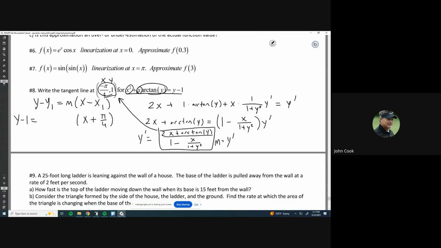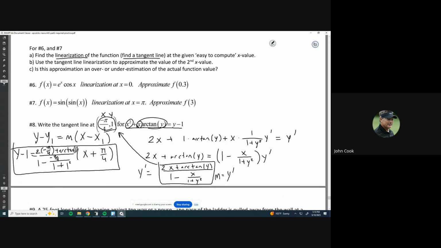So 2 times x, so that's 2 times negative pi over 4, then plus the arctangent of the y value, which is 1, over 1 minus the x value, which is negative pi over 4, over 1 plus y squared, which is 1 squared. And I'll just leave it like that. I don't really care what the number is, but this is my tangent line approximation. Don't simplify, just leave it like that. You get full credit. Okay, that's 6, 7, and 8.